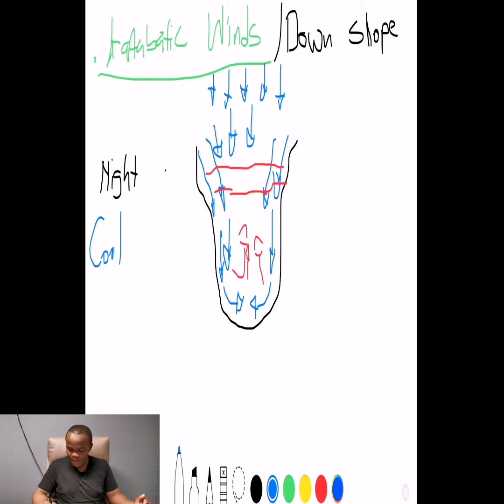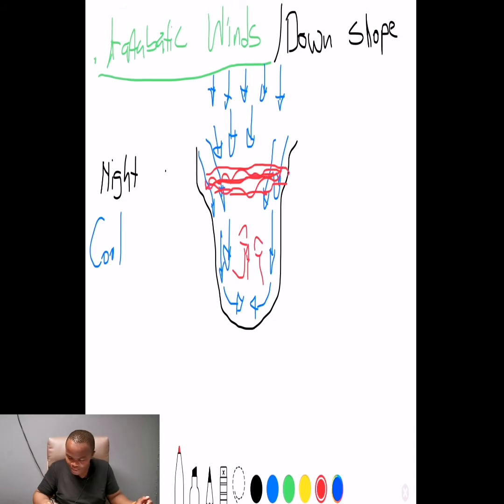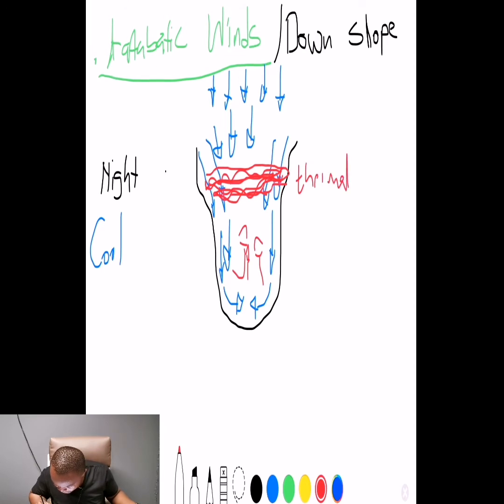And then this warm air is being trapped on the midway of our valley, and it forms a layer which we call what? A thermal belt. This is our thermal belt. A thermal belt results from the cold air that chases out the warm air within a valley.